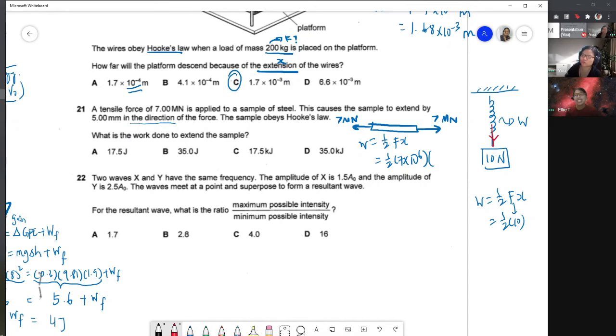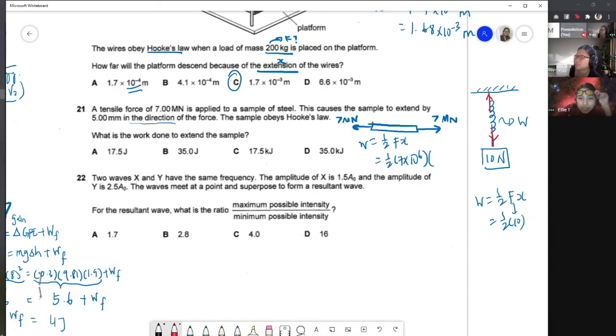If you only pull in one direction, it will not deform. The entire spring will just accelerate. Just like if you only pull down with 7 meganewton, it will just go to the left. It's not going to go anywhere. So this one will be pulled upwards, and then we will have some extension.